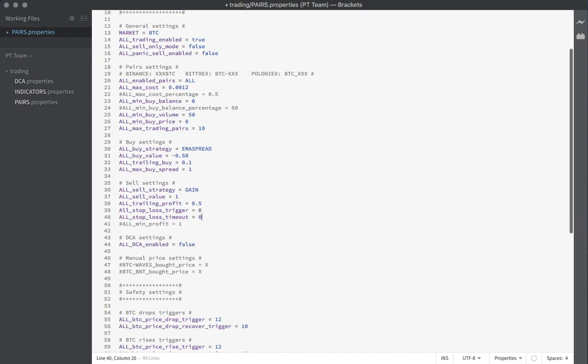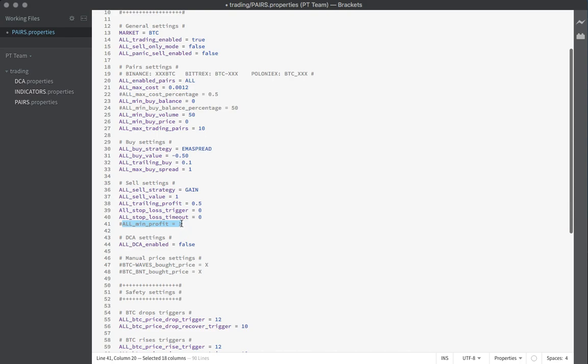And then you have all stop loss timeout. Again, these all statements can be replaced with a specific coin pair if you only want to stop loss specific coin pairs. The stop loss timeout is in minutes, and it's for following a stop loss sell. It's the number of minutes the bot will wait before it even attempts to buy it again. So it's basically a cooling off period saying don't trade for X amount of minutes after you stop loss. It's kind of an insurance policy to help make sure that you don't buy it again while it's going down and hasn't bottomed yet.